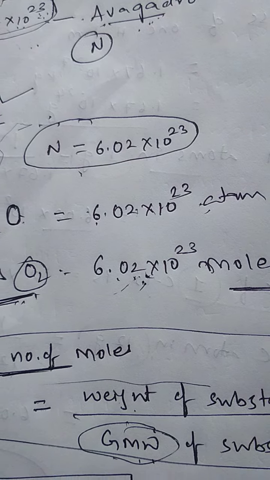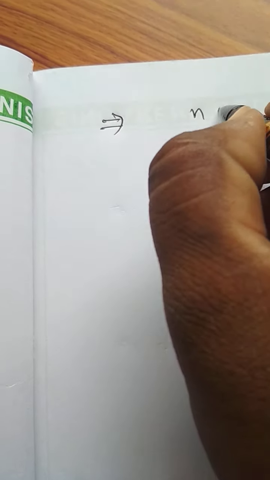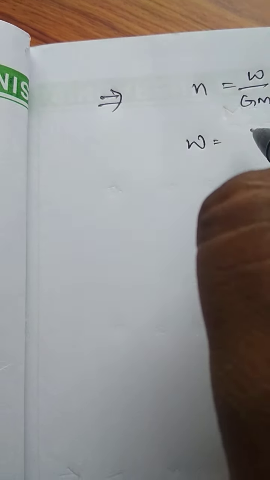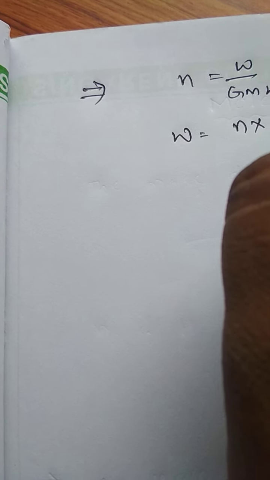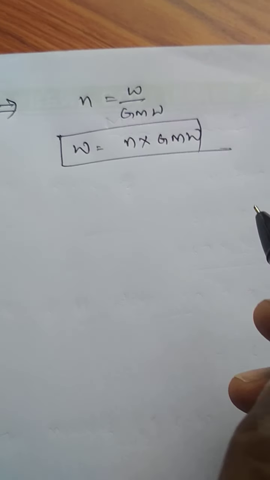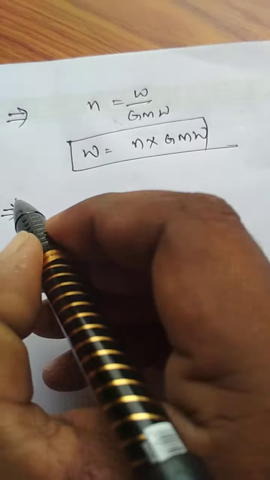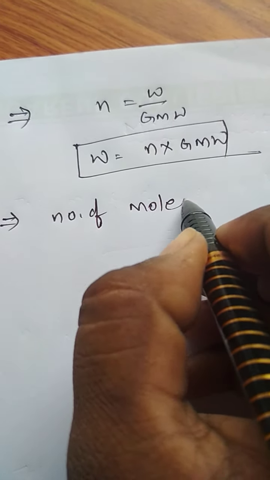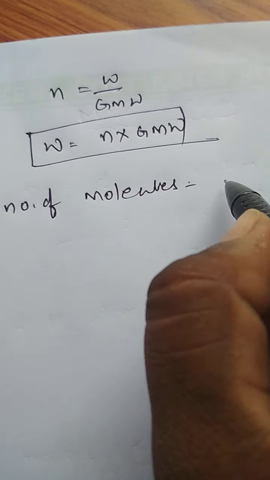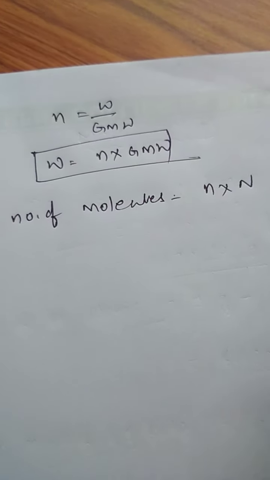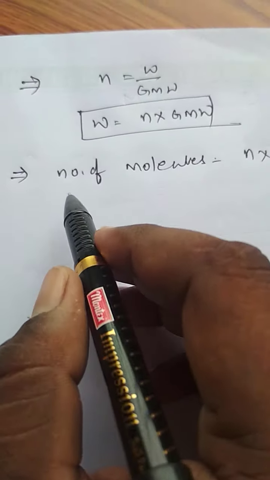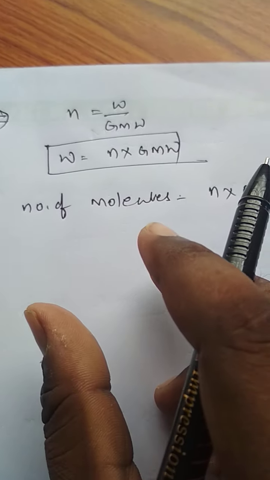From that formula, what is the formula to get the weight? n is equal to weight by gram molecular weight. Then weight is equal to number of moles × gram molecular weight. And by using the above relation, we can also calculate the number of molecules, which is equal to number of moles × Avogadro number. Okay, these are the formulas to calculate the mole.